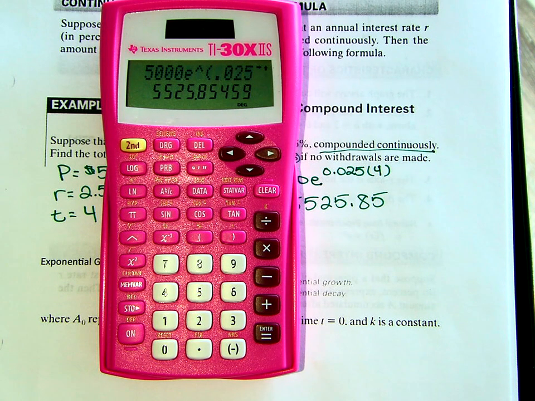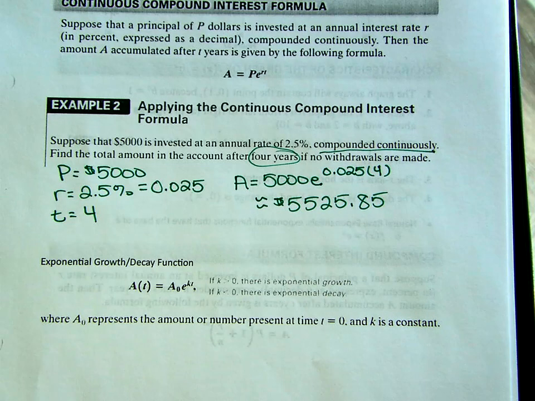If you have an even more basic calculator than that, sometimes you have to do the E part first and then do the times 5,000 part last. Again, I'm more than welcome to walk anybody through that as well. I just don't have one of those up here. Other questions? Okay.